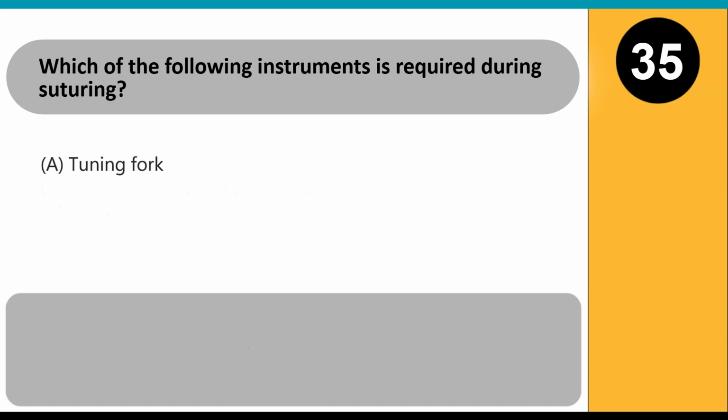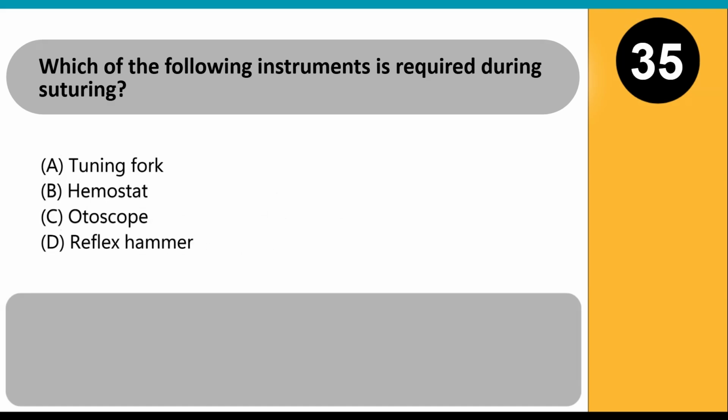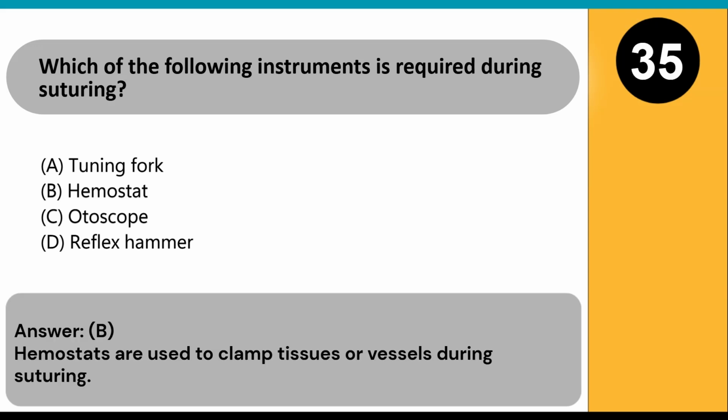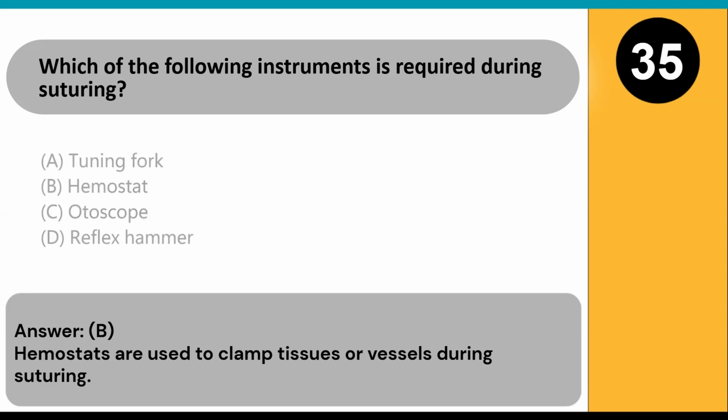Which of the following instruments is required during suturing? A. Tuning fork. B. Hemostat. C. Otoscope. D. Reflex hammer. Answer B. Hemostats are used to clamp tissues or vessels during suturing.